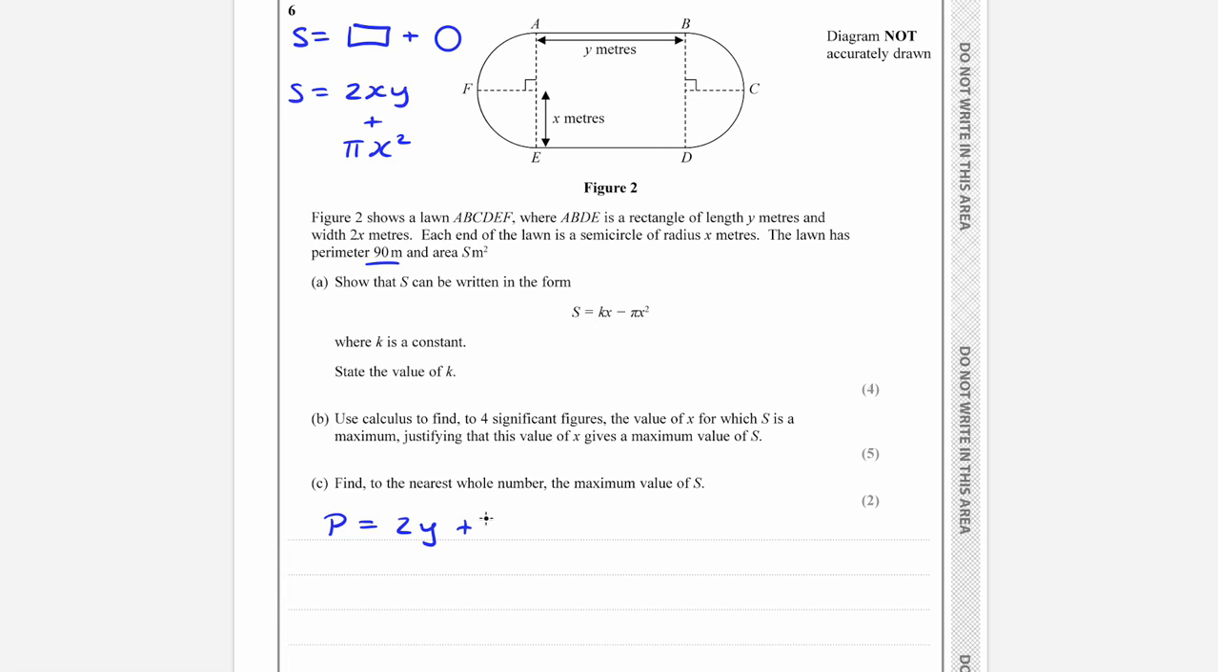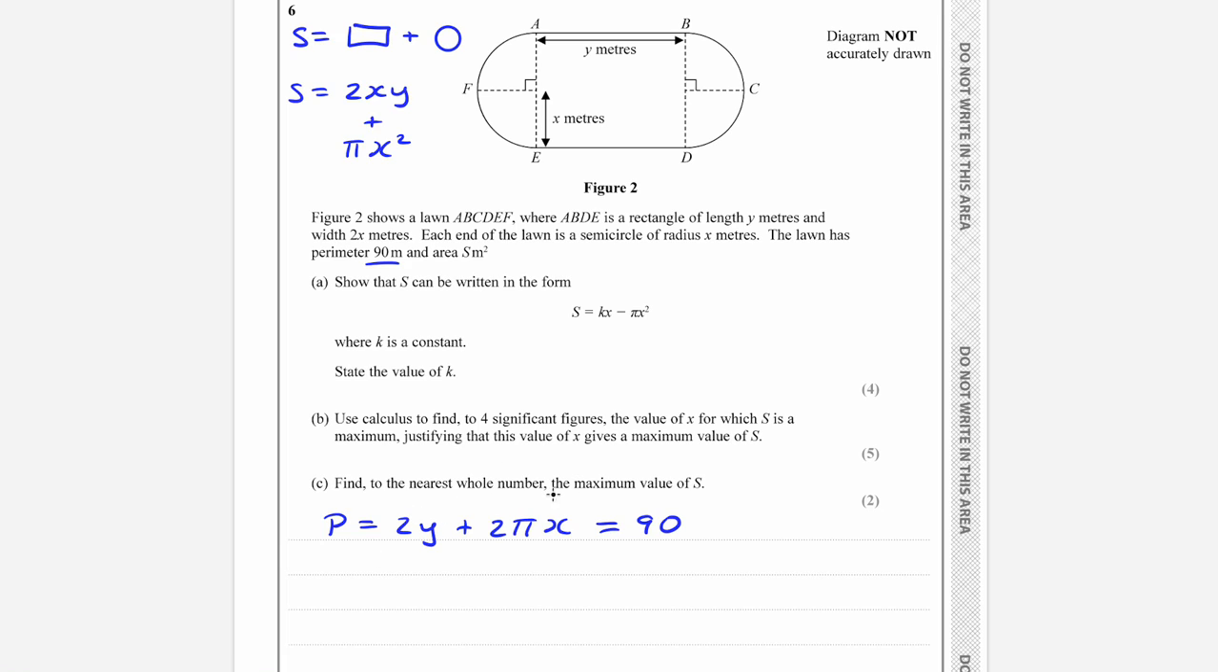So its perimeter is equal to 2 of these y's, plus the perimeter of a circle, which is 2 pi r, and again, it's 2 pi x. Okay, but he tells us this is equal to 90. Now in order to get s in this form, we need to remove y. So I need to make y the subject of this formula here.